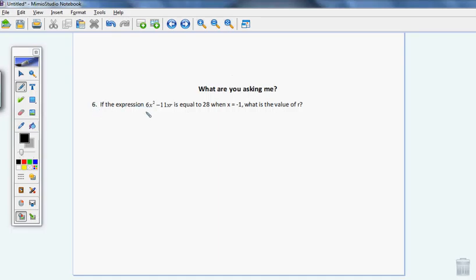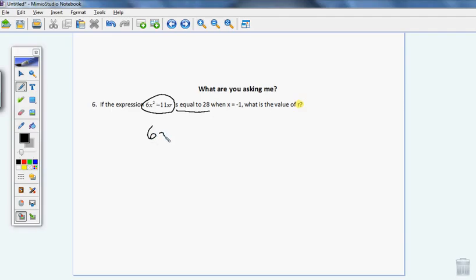If the expression 6x squared minus 11xr is actually equal to 28, when we know that x is equal to -1, what is the value of r? So first of all, realize that the value of r, that's the ultimate goal of this problem, is to be able to find that value. Well, this is an expression, but they tell you it is equal to 28.